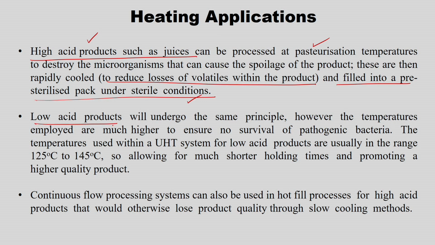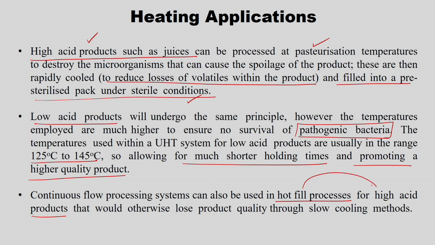The low acid products undergo the same principle, however, the temperatures employed are much higher to ensure no survival of the pathogenic bacteria. That is why we go for sterilization. The temperatures applied here are 125 to 145 degrees, allowing for much shorter holding times and promoting a higher quality product. The continuous flow processing system can also be used in hot fill processes for high acid products. Again, hot fill processes are for high acid products that would otherwise lose product quality through slow cooling methods.